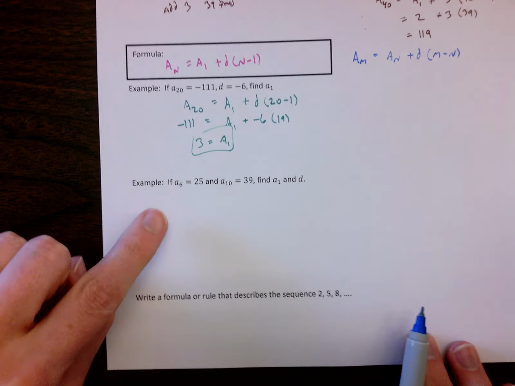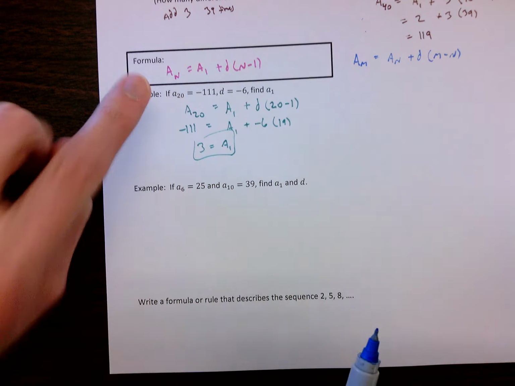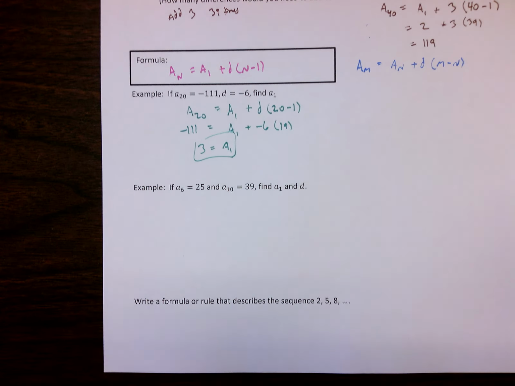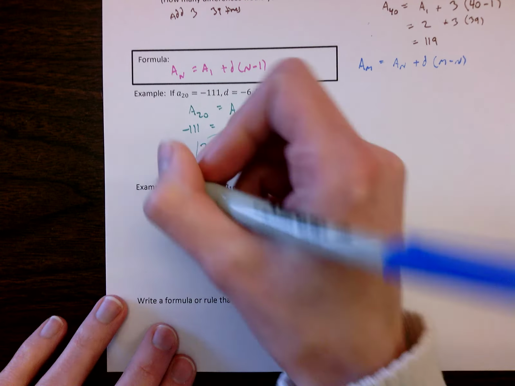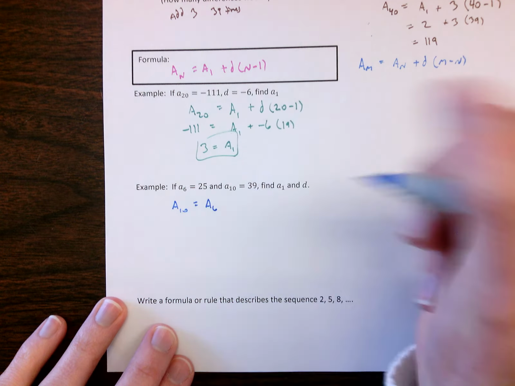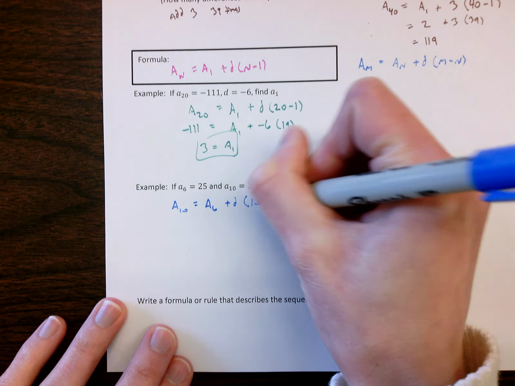So when I look at this problem, if I want to go from the 6th term to the 10th term, I'm going to have to add my common difference 4 times, right? Once to get to the 7th, then the 8th, then the 9th, then the 10th, 4 times. So I'm going to set up my equation in here, and I'm going to say to get to the 10th term from the 6th term, I'm going to add my common difference 10 minus 6 times.